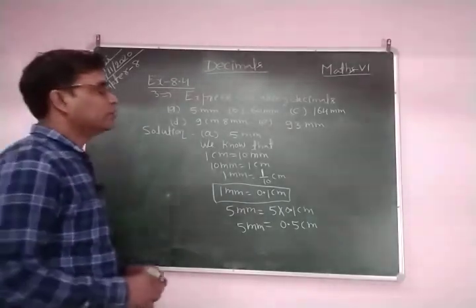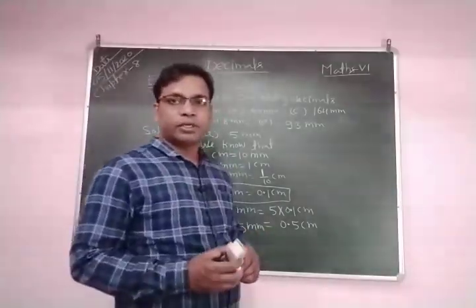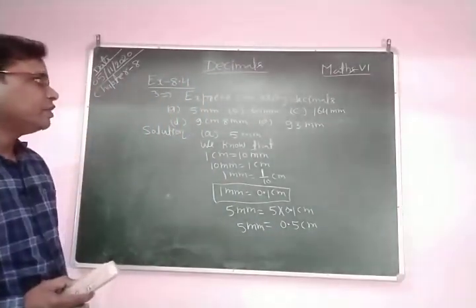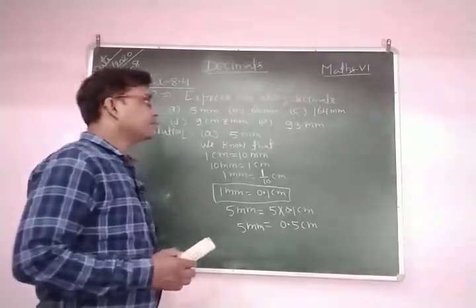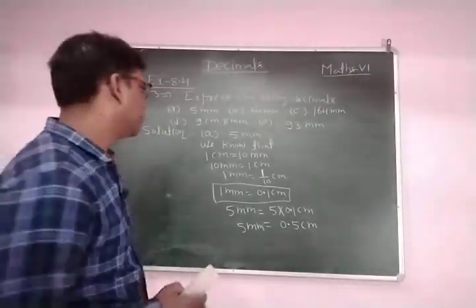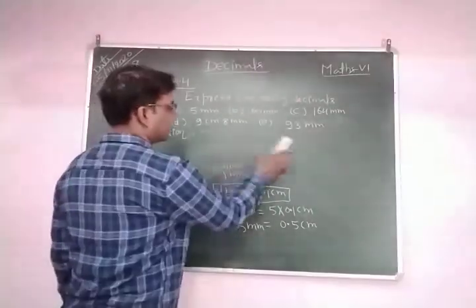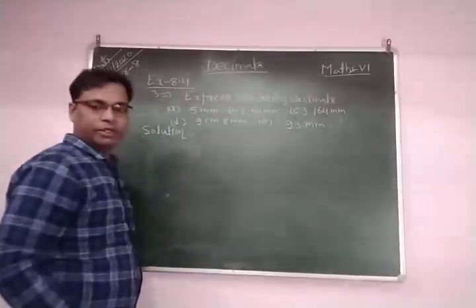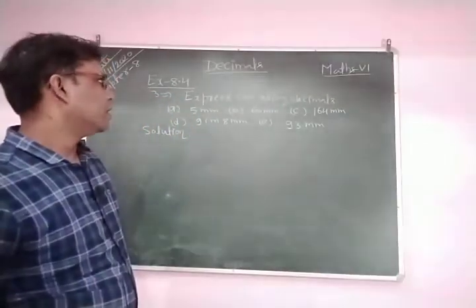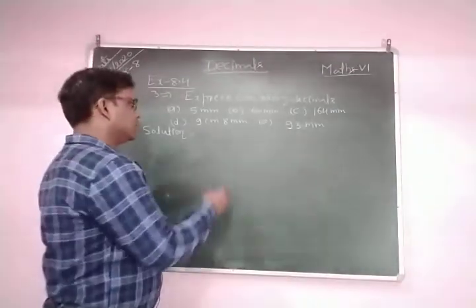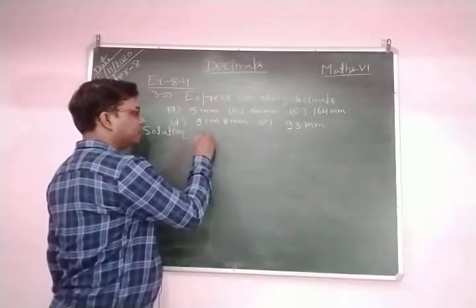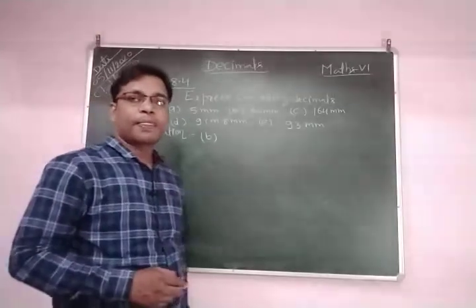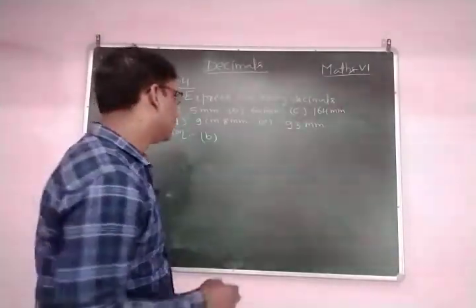Now we are going to discuss part B of question number 3. Part B has 60 millimeters. So we need to convert 60 millimeters into centimeters using decimals. Let's see how to convert them. How can we express 60 millimeters in centimeters using decimals? This is part B of question number 3, exercise 8.4, chapter 8, decimals.